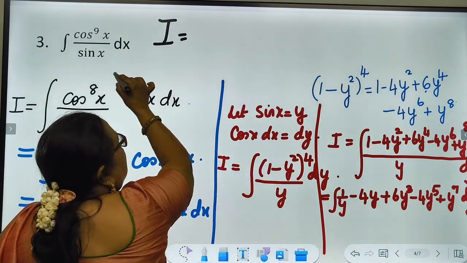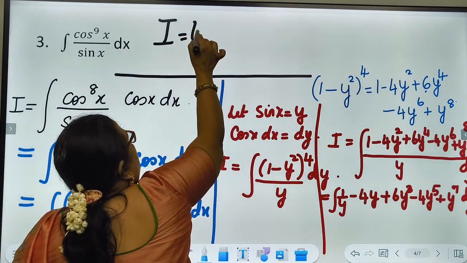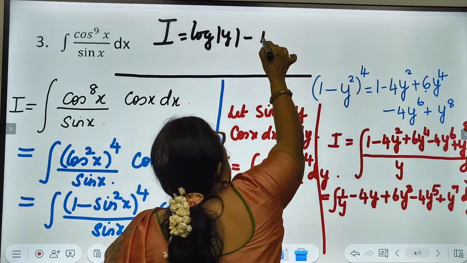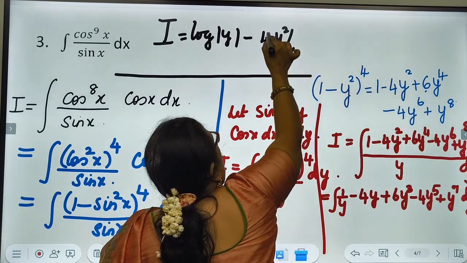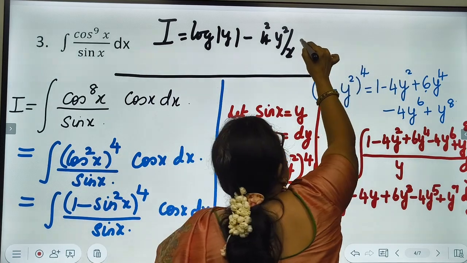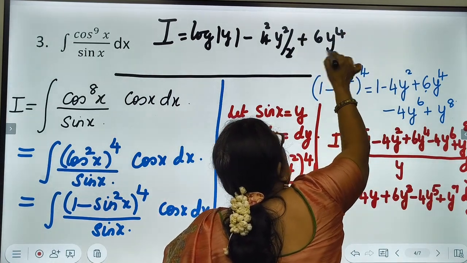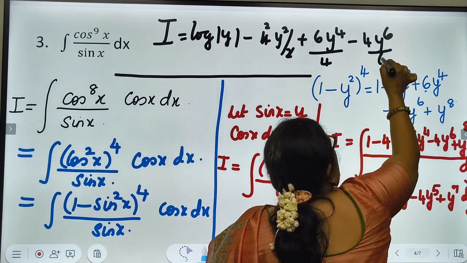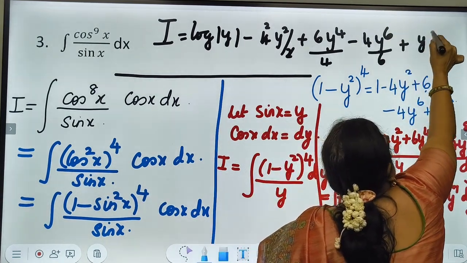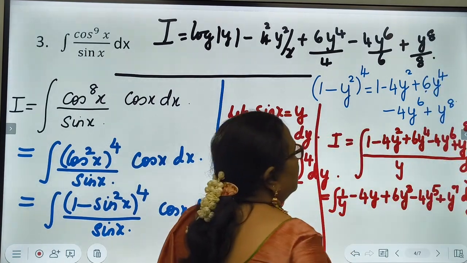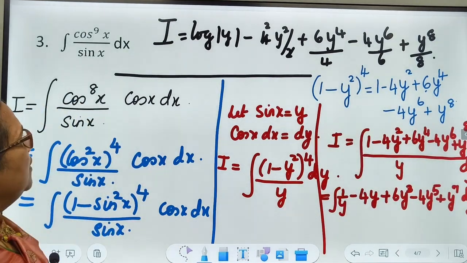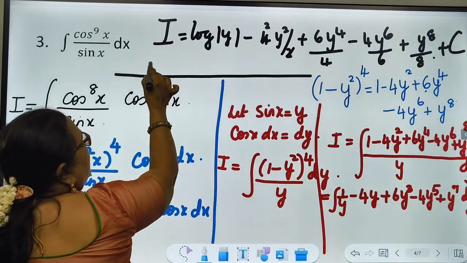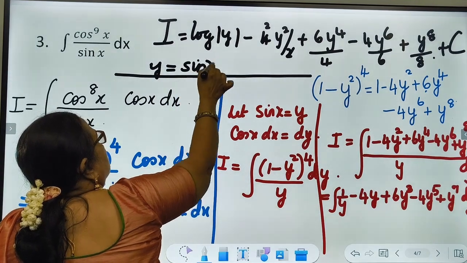I equal to, final answer, integral of 1 by y is log mod y, minus 4 into y square by 2 plus 6 y power 4 by 4 minus 4 y power 6 by 6 plus y power 8 by 8, plus c, where y is sin x. Substitute y equal to sin x.